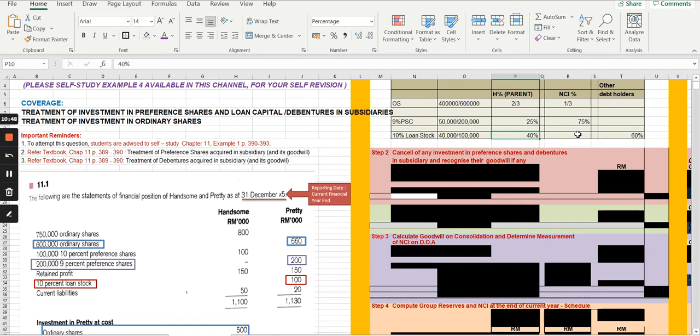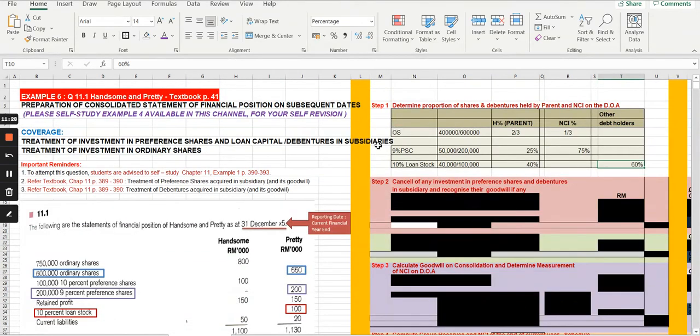So non-controlling interest will only relate to shares that are equity. So meaning that it applies to preference shares and ordinary shares. But NCI will not be applicable for items which are liabilities like loan capital and redeemable preference shares. So if, let's say, this is a 10% redeemable preference share, it also does not have any non-controlling interest because those are all non-current liabilities. So the percentage held by the remaining debenture holders, which is not the parent company, is 60%. Okay, that was the first thing.